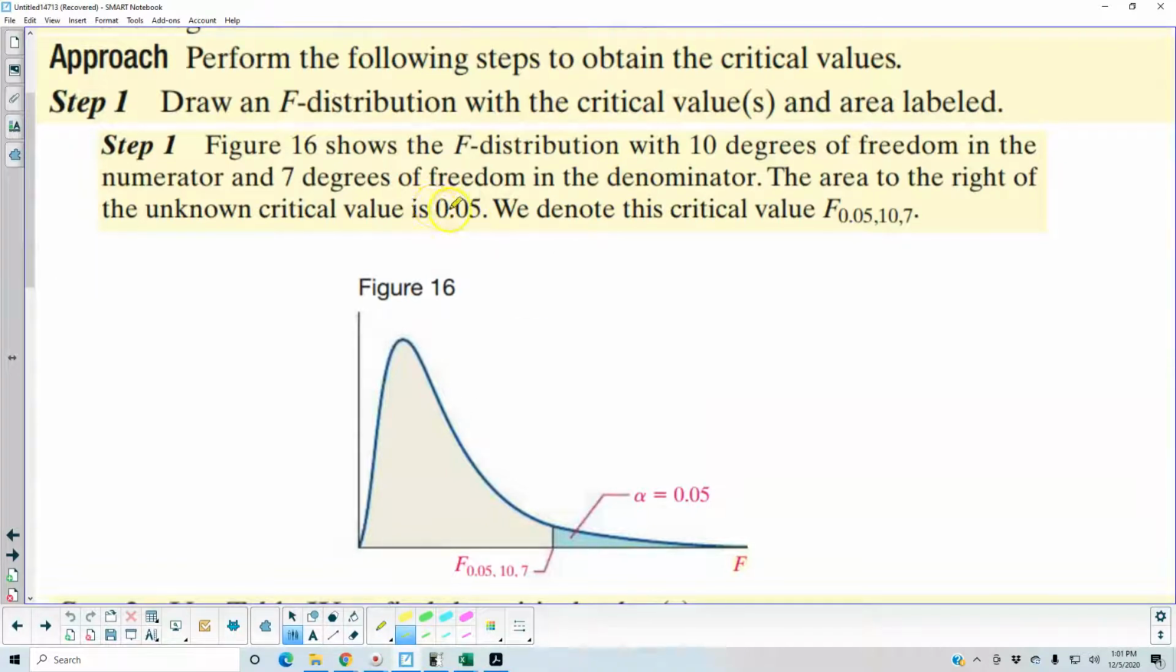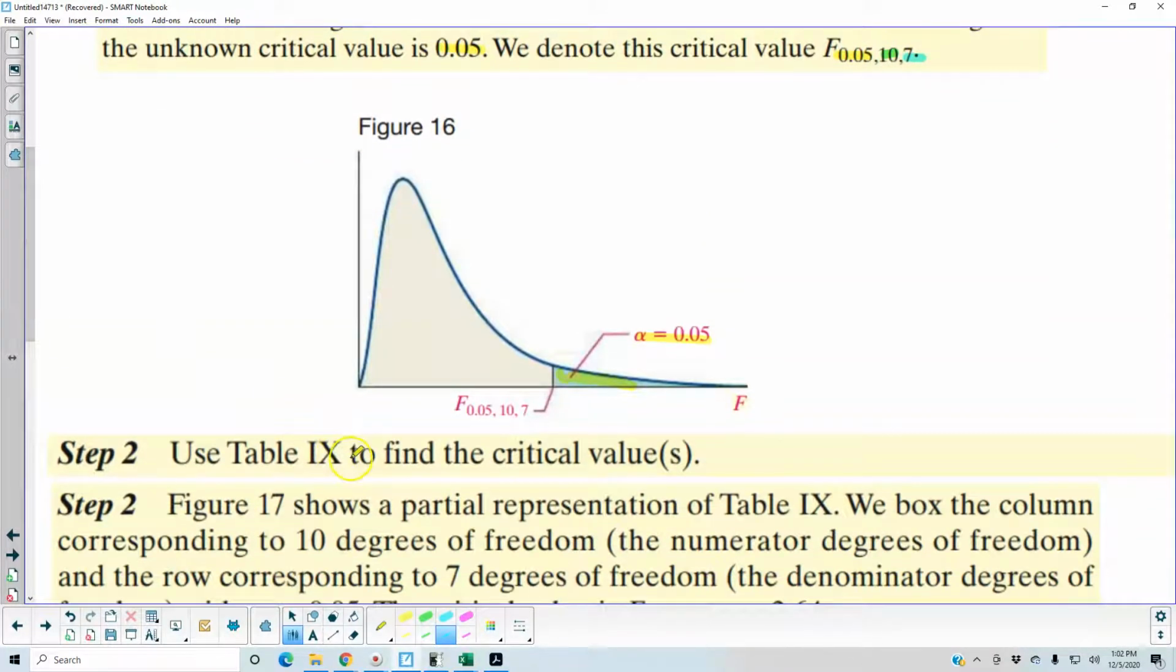So we can see that the area is 0.05, which is the alpha here. So it's the area to the right. And then we have the degrees of freedom in the numerator. 10 degrees of freedom in the numerator gives you the value of 10. And then we have 7 degrees of freedom in the denominator, so therefore we have 7. We're going to use that information on the table to find out what our critical value is going to be. So using table 9 to find the critical value is what we do in step 2.